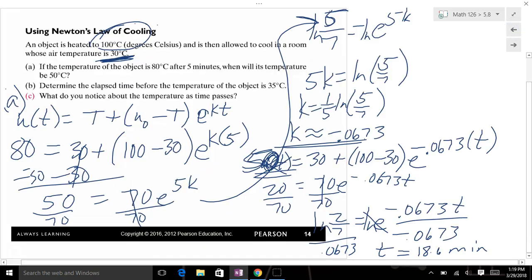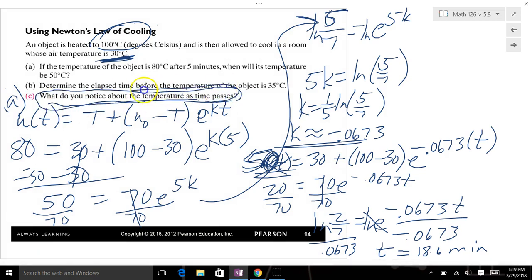So back to this here, last question. What do you notice about the temperature as time passes? So these brownies, I pull them out. They're initially 100 degrees. The room temperature is 30 degrees. Throw them down on the cupboard. Of course, again, the temperature is 30 degrees in the room.